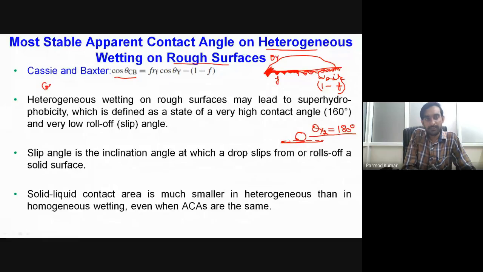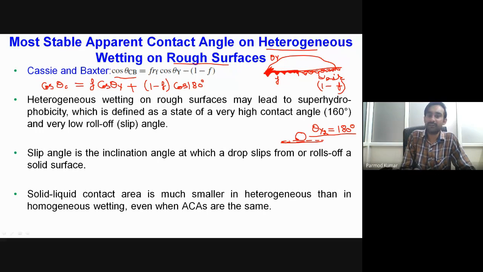We know that from Cassie's equation, cos θc is equal to the area fraction. So instead of x, now I am considering f times cos of my first angle, θy, plus 1 minus f times the second angle, cos of 180 degrees. So cos of 180 degrees will be giving me the value of -1. And one more thing will be happening over here.